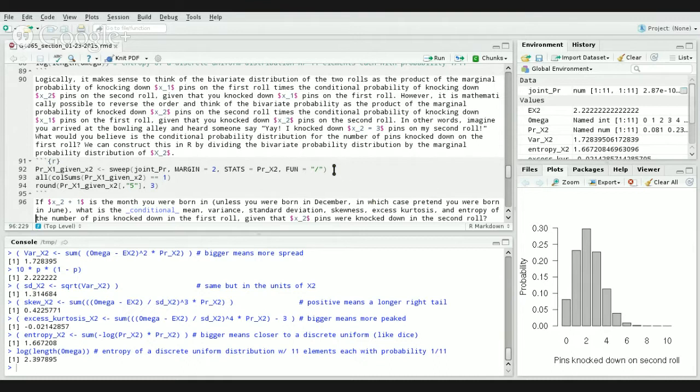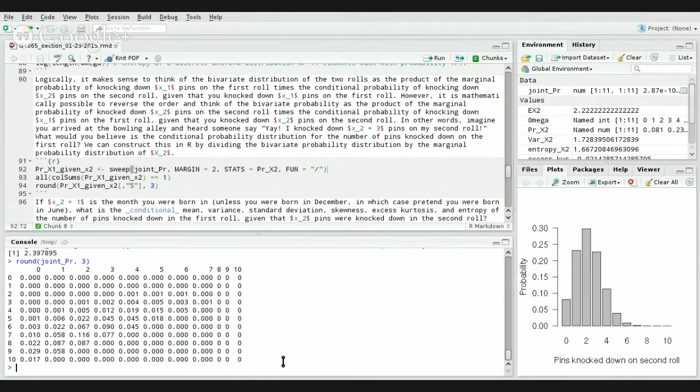So this can be accomplished with the sweep function. Recall that joint PR is an 11 by 11 array that looks like this. So what the sweep function does is it takes its argument, which in this case is joint PR. It goes over one of the margins of an array, in this case the second margin, meaning it's going to sweep over the columns. It's going to use the statistics, the 11 elements of the vector PRX2, which is the marginal probability of knocking down x2 pins on your second roll, and it's going to apply the function division.